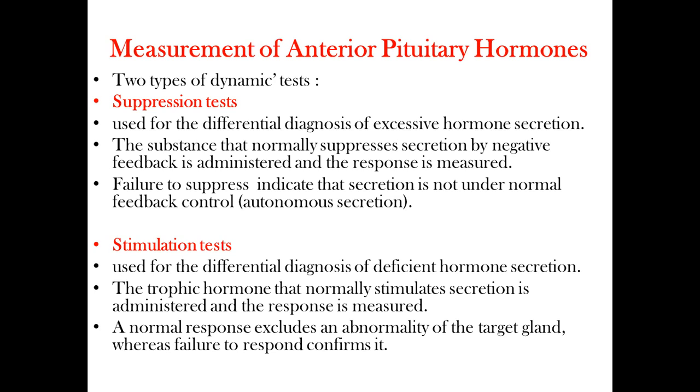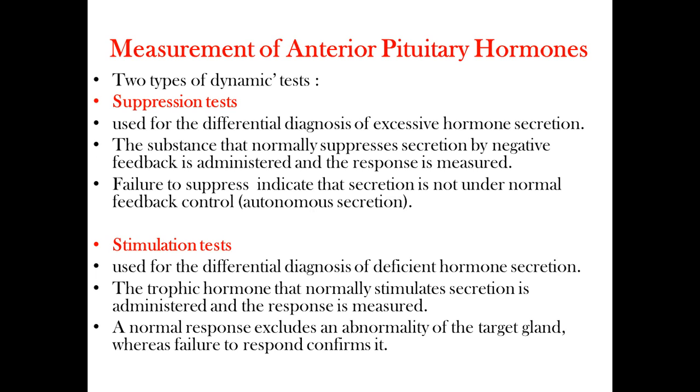When do I use the suppression test? It is used when I suspect that I have excess hormone secretion. Any substance I know that it's normally suppressed secretion by the negative feedback, I give this substance and measure the response of the gland to this substance. If it's failed to suppress, then in this condition it means that the normal feedback control not working in a proper way, with secretion is autonomous يعني uncontrolled secretion.